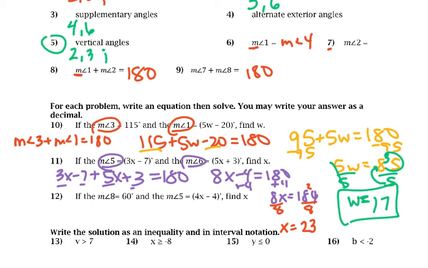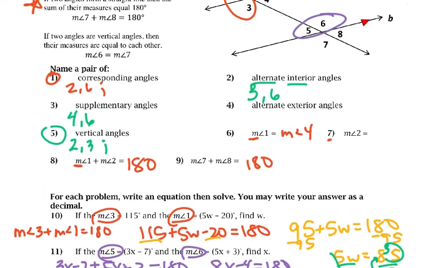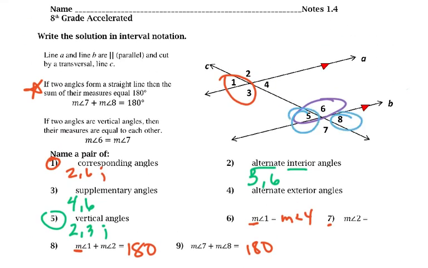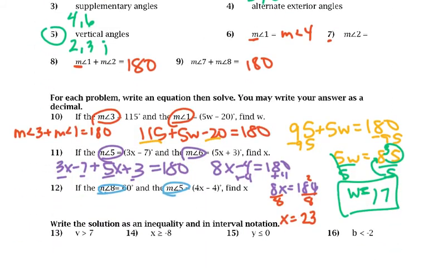Okay, and then for number 12, the measure of angle 8 is 60, the measure of angle 5 is 4x minus 4, find x. So again, find the relationship between 5 and 8. So look at the picture. 5 and 8, they're not going to add to be 180. They're going to be equal to each other. So 60 is equal to 4x minus 4. So I'm going to add 4 to both sides. So 64 is equal to 4x. Divide by 4, divide by 4, x is equal to 16.